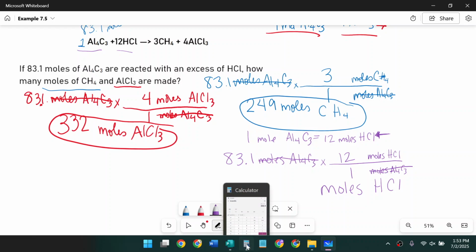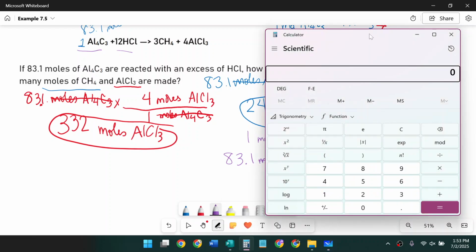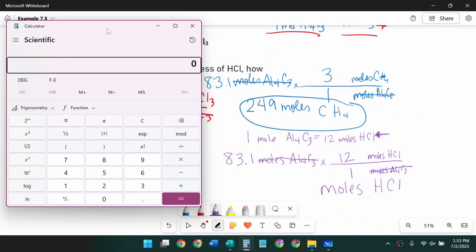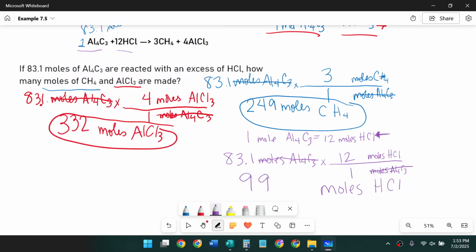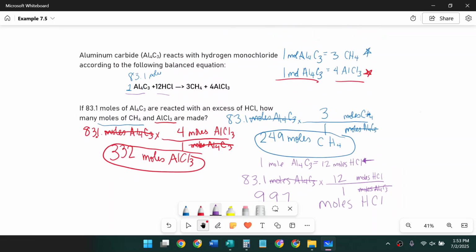Again, let's use our calculator real quick. And we need to remember that we have 3 significant digits that we're working with. So 83.1 times 12 gives us 997.2. We only need 3 of those digits because only 3 are significant, so 997. So again, we didn't really need to do that, and we know that we had that in excess, so in the reaction, we would only use 997 moles of the HCl in the reaction with the 83.1 moles of Al4C3. But because it's excess, we would have had extra moles in the process that were left over. But that's how many we would have used. All right.